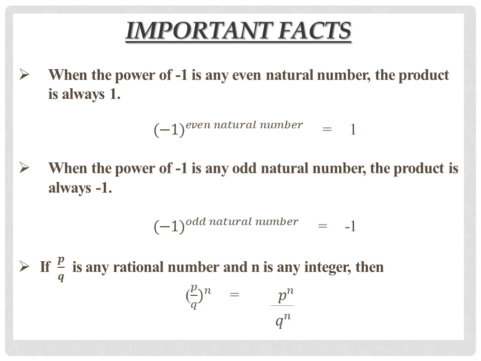If p upon q is any rational number and n is any integer, then p upon q raised to power n is equal to p to the power n upon q to the power n. It means we are giving powers to both numerator and denominator.